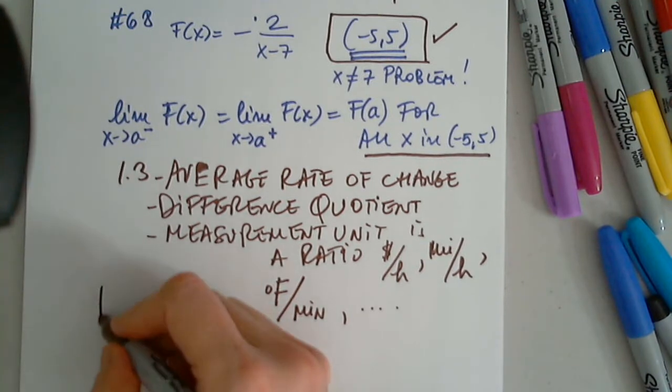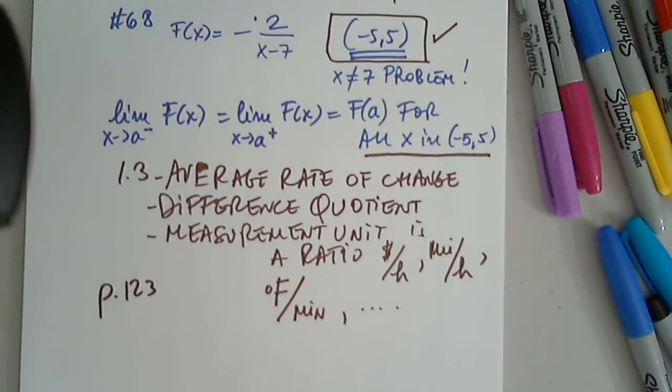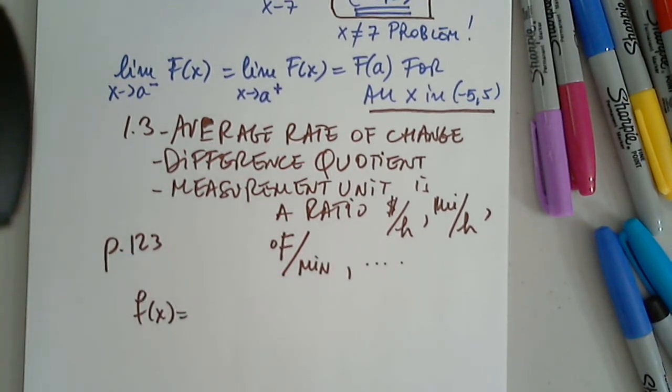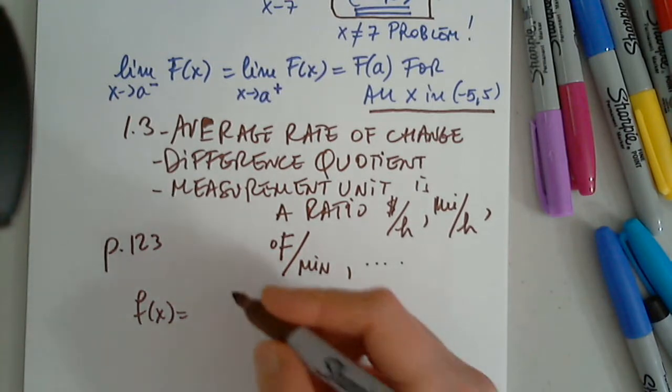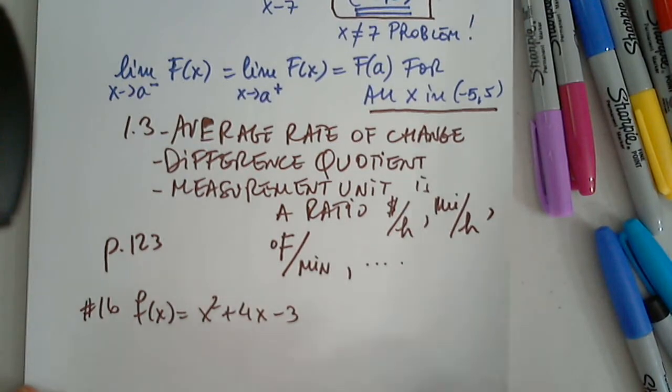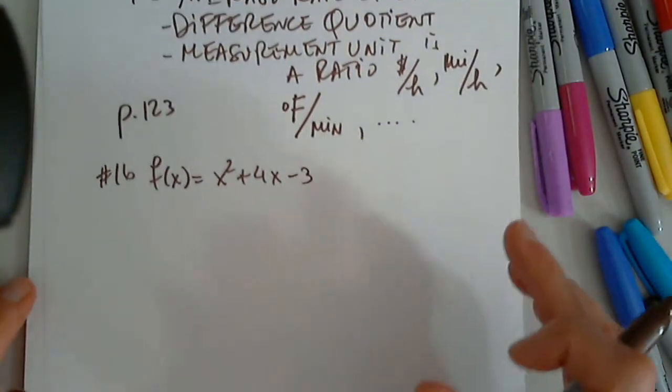Okay, on page 123, let's pick problems 1 through 16. They're asking us to find the difference quotient and then complete the table, which we don't need to. I just need to find the difference quotient one more time before we continue. So would anyone like to pick a function, any function you want? Okay, I would pick 16. So this is x squared plus 4x minus 3. Can anyone refresh our memory? What is the difference quotient? What does it equal to?